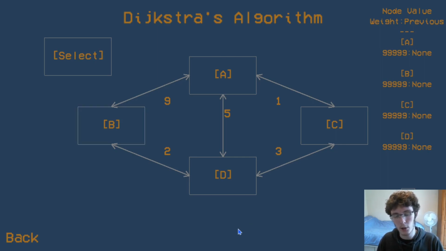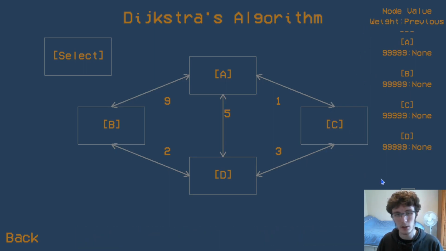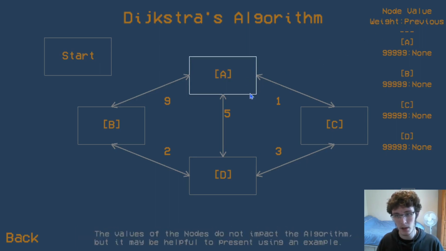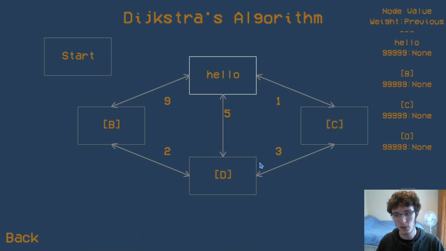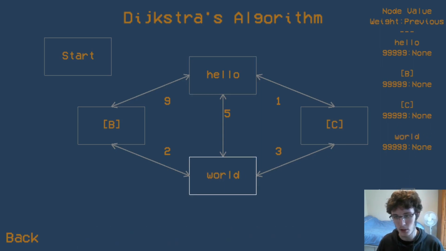So before we start the algorithm, let's just have a quick look at the information here on the right. This bit at the top above the dashes is a key, and it represents each of these four sections down here. The bit at the top is the node value. So this is whatever we type into here. If I type in hello, you can see that this updates what used to be A down here. And if I type in world, you can see that this changes as well.